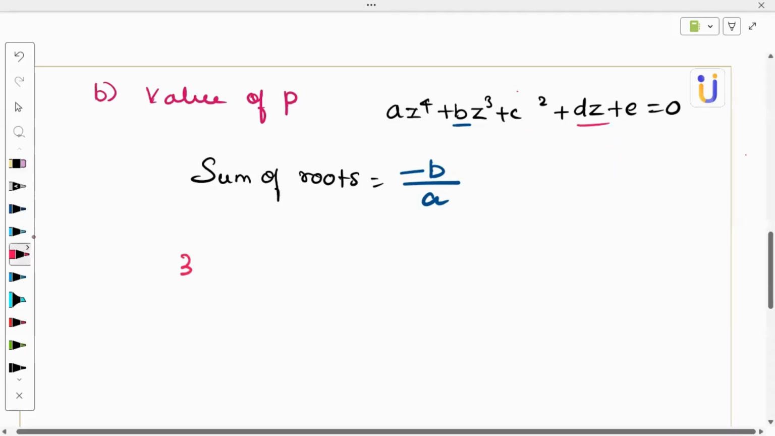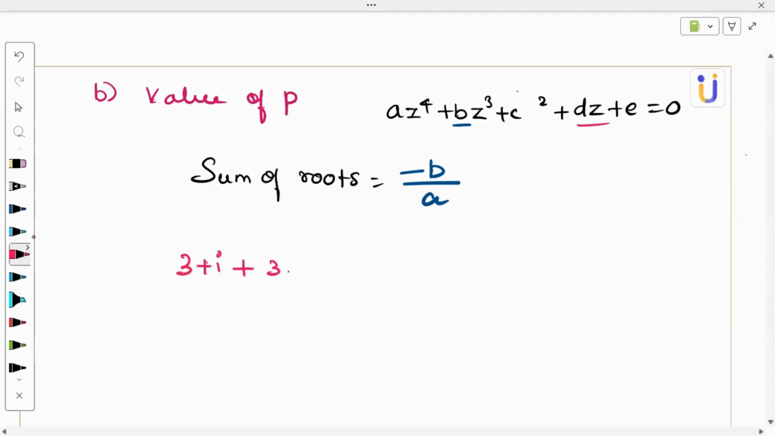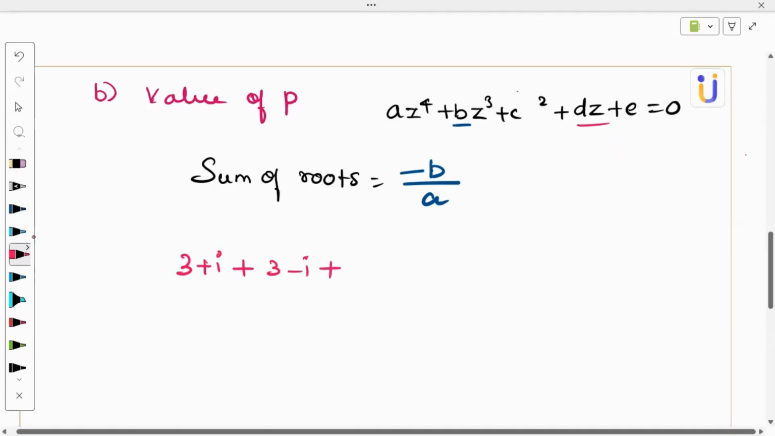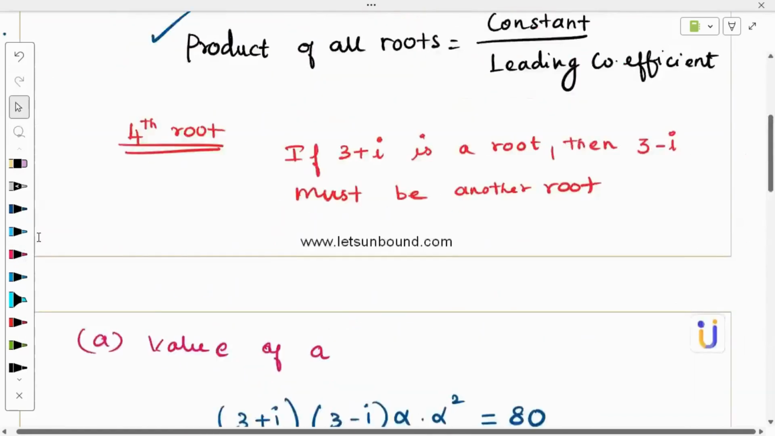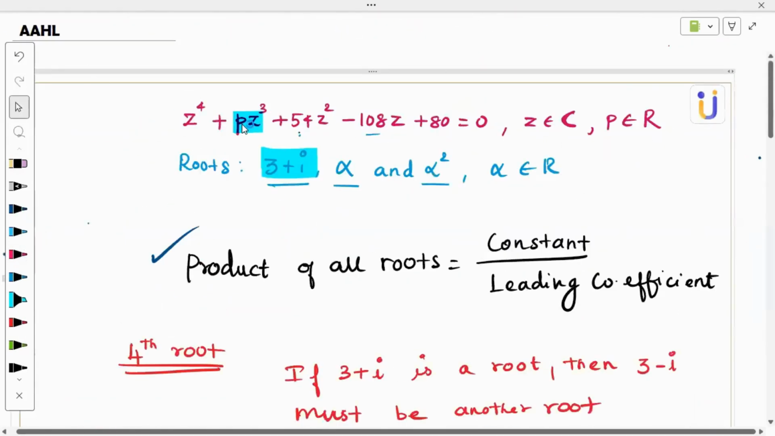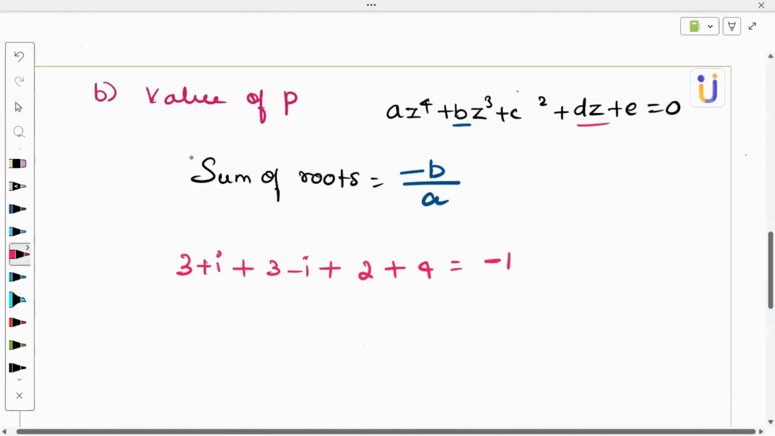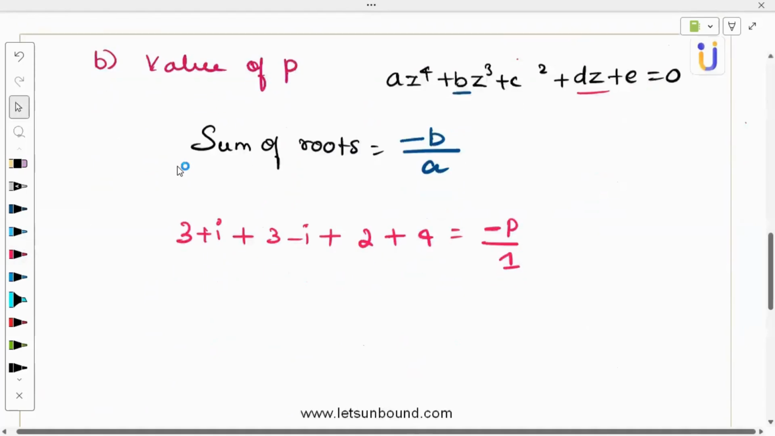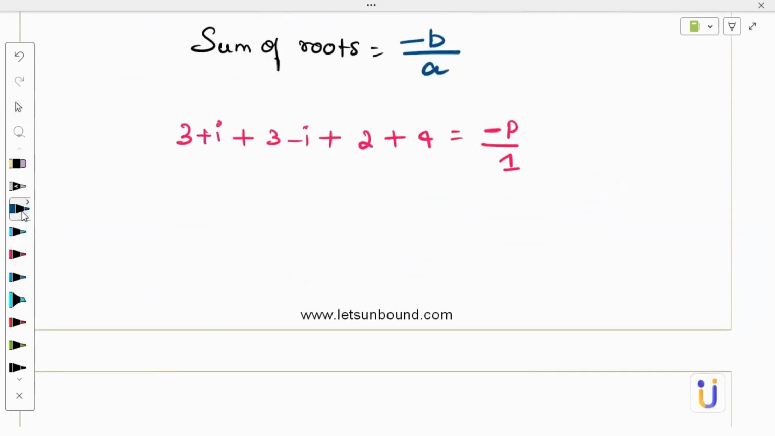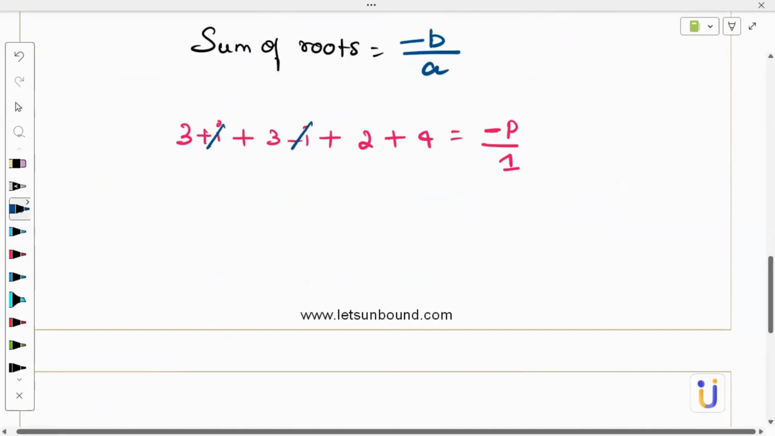And sum of roots is, I know the roots: 3 plus i is a root, 3 minus i is a root, alpha is a root, and I know alpha value, 2. Alpha square is a root, which is 4. Equal to minus b by a. Getting into our equation back, in place of b, I have p. So it's minus p by leading coefficient 1. Let's simplify this. 3 plus i, so we can cancel this and add up all. 9, 6 plus 9 is 15, 17. p is equal to minus 17.